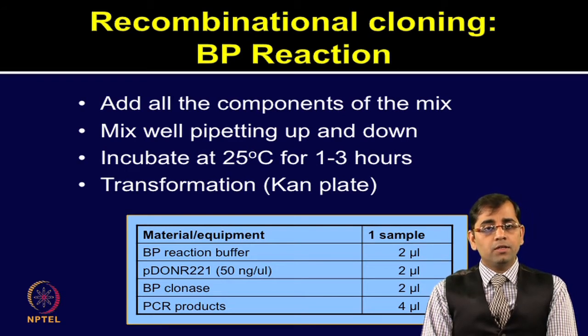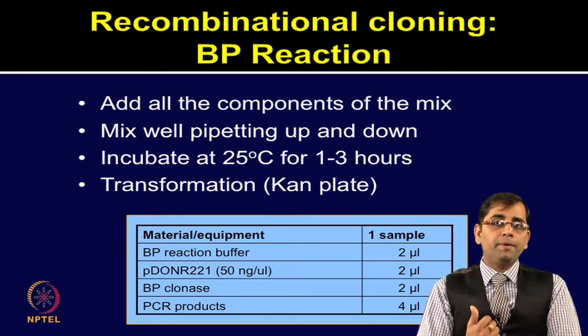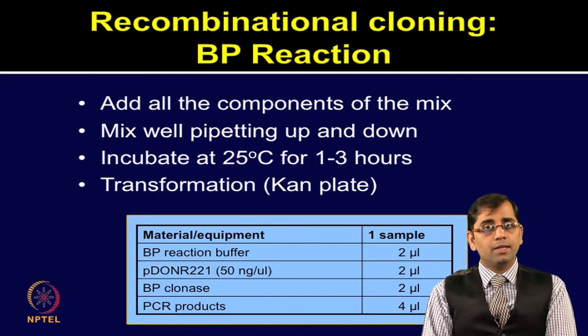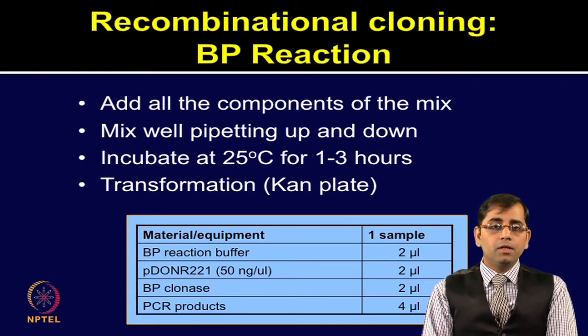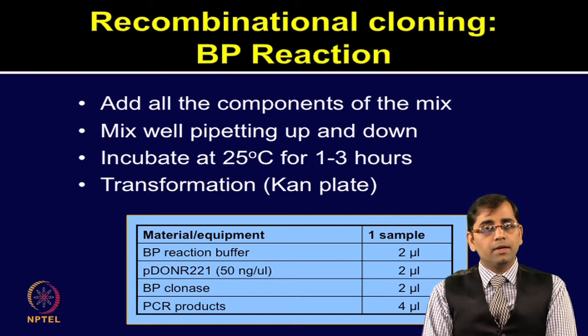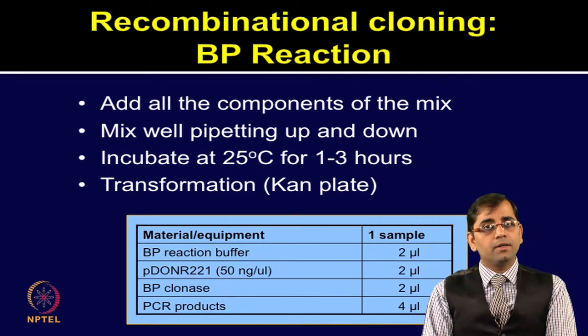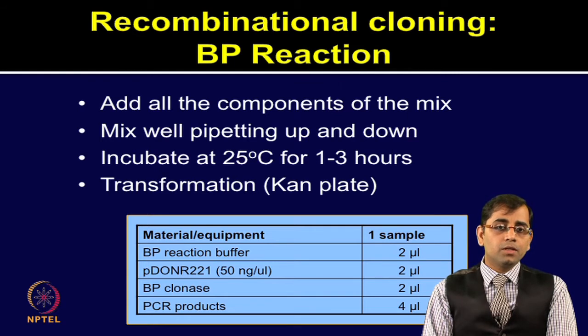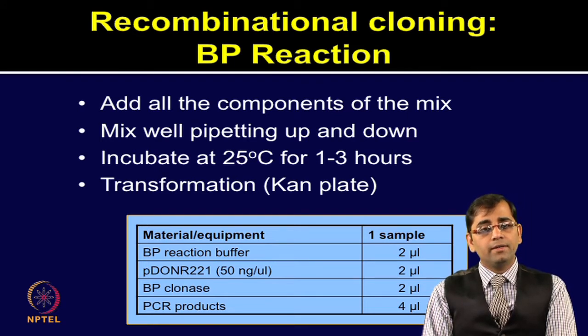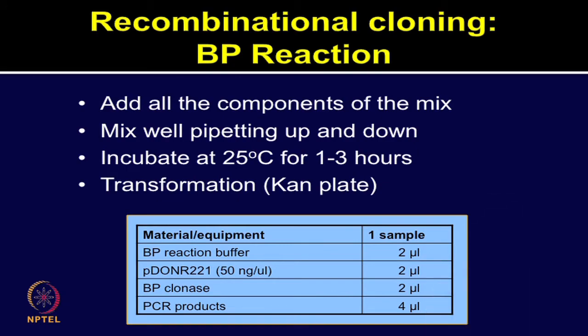So, we need to add all of these components of BP reaction, mix them by pipetting up and down. After this, you can incubate them for 2 to 3 hours at 25 degrees, and then this reaction mixture can be used for transformation on kanamycin antibiotic plates. Since we have this vector containing the kanamycin resistance gene, only those clones which have the entry of your correct insert in the right vector will be able to grow on the kanamycin plate.